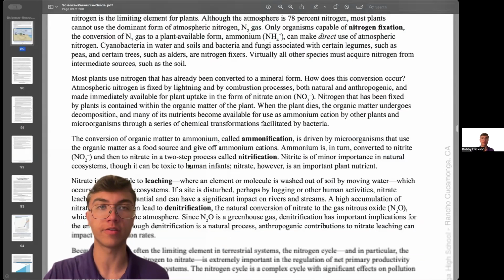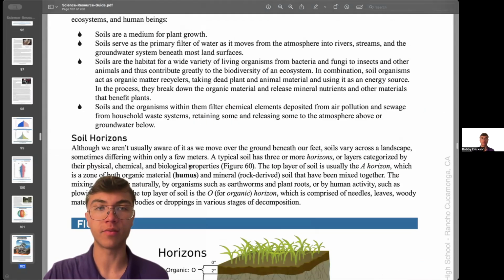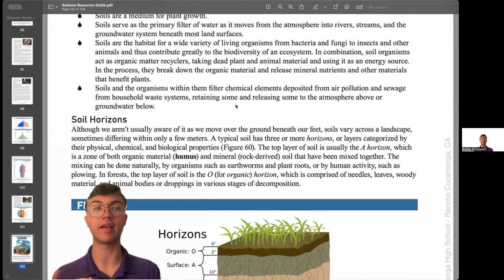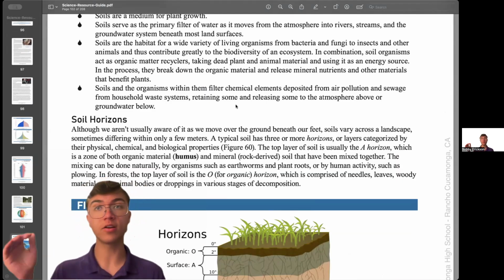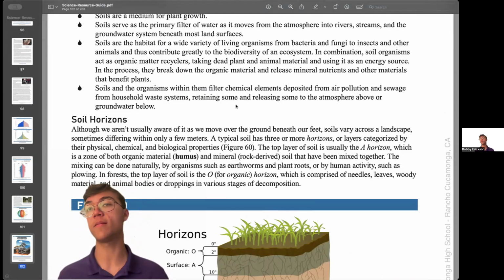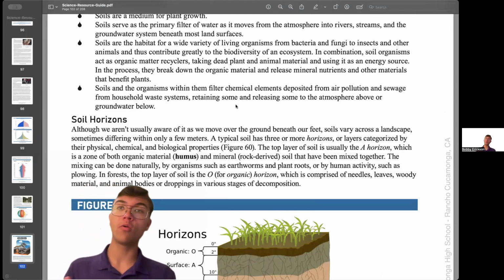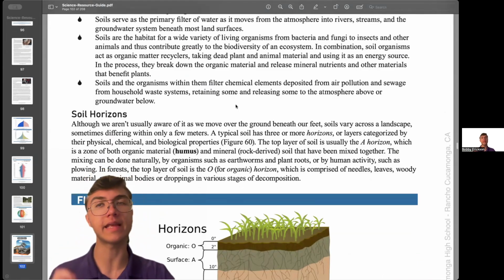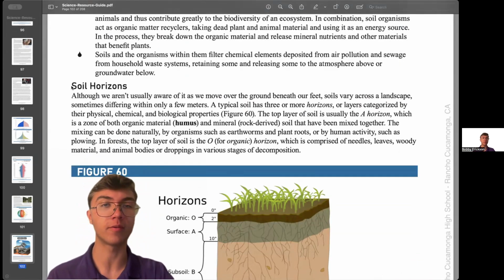And this is where soils come in: a lot of different pollutants have a similar function, in which they come from household waste systems or maybe air pollution or different things like that, go into the soils, and then the soils release some of them and take in some of those pollutants. So we need to be aware of that when we have pollutants. Next up, we're going to describe what exactly is soil and what are the soil horizons.